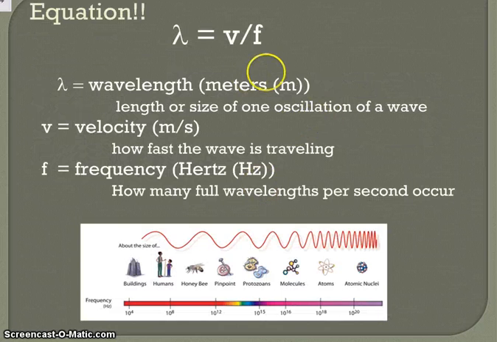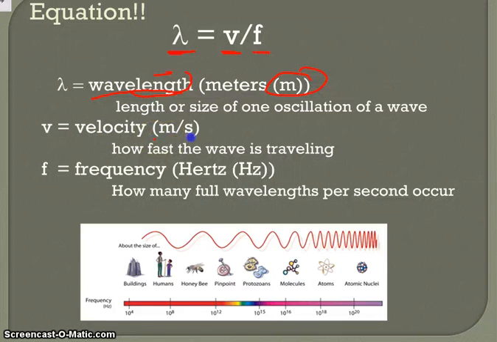Now we'll get down to a little bit of the math. Math is pretty simple. Once again, it's just three variables. We have lambda, which is this symbol here, equals velocity divided by frequency. Now, lambda is your symbol for wavelength, which is measured in meters, which makes sense because wavelength, you can think length here, would be a distance, so meters would be appropriate.